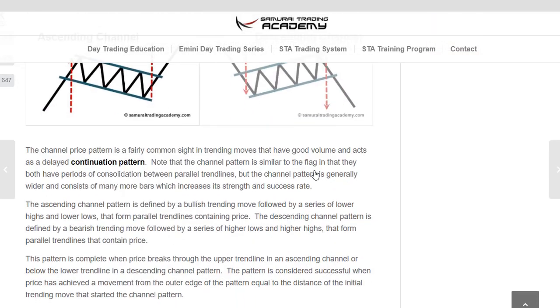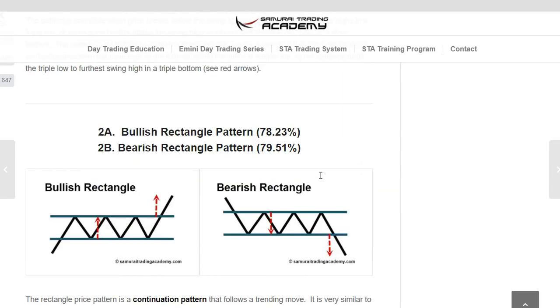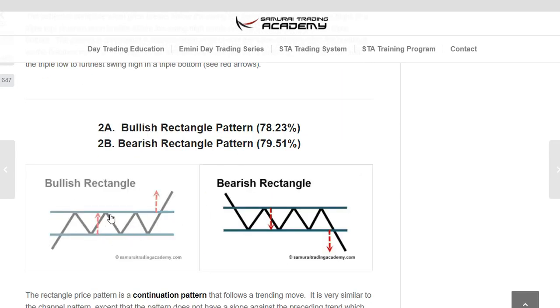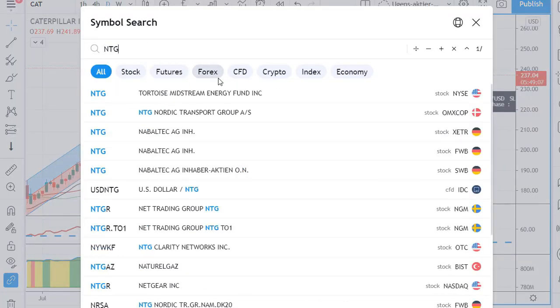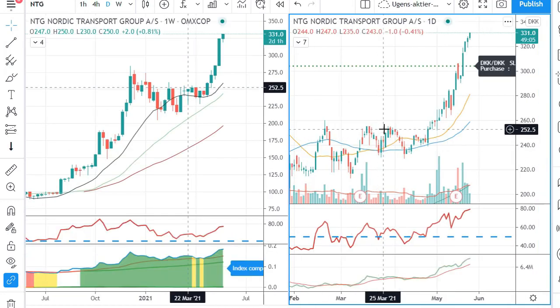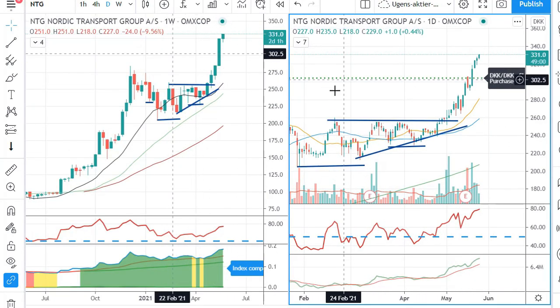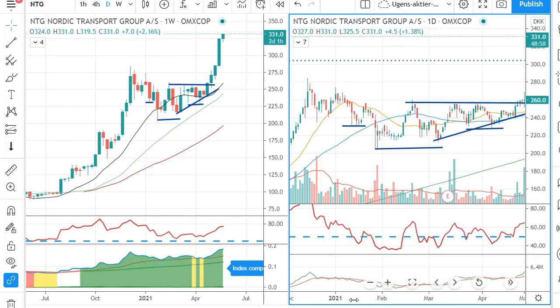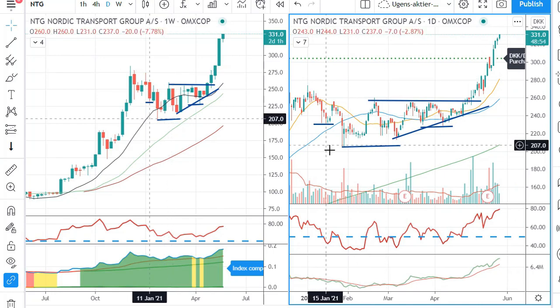Now, another one that is mentioned down here is the, let's see this here, the rectangle or the sideways channel. Let's just have a look. I have found a couple of Danish or at least Scandinavian stocks here. Now, what we can see here is something called the NTG Nordic Transport Group. And what we can see here is actually a combination of many things.